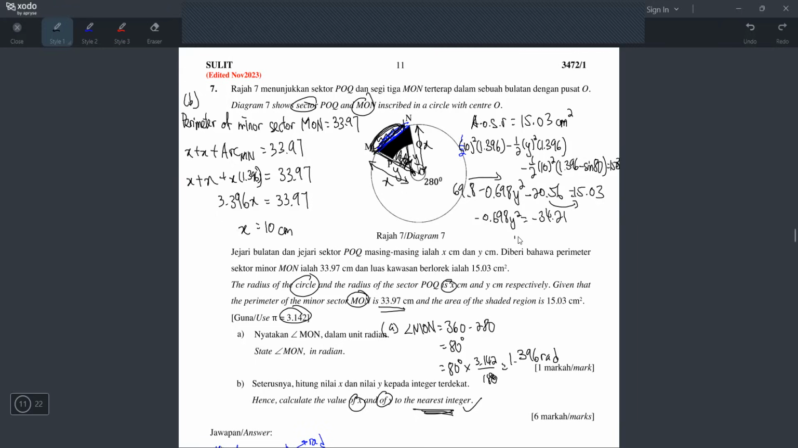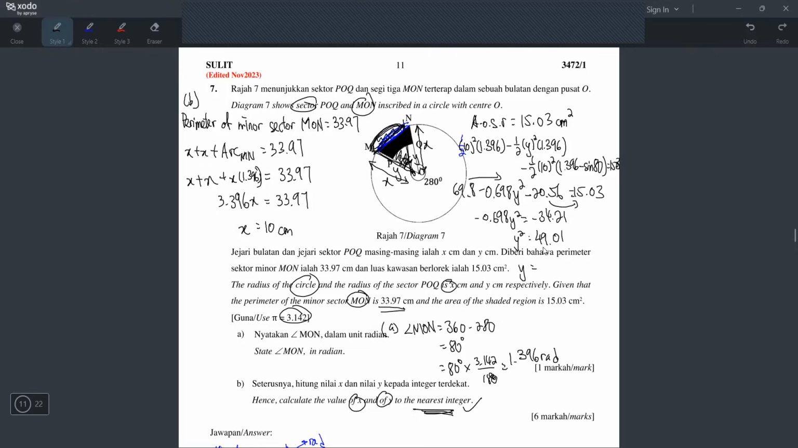And then now I can find my y square, which is negative 34.21 divide negative 0.698. Negative divide negative is positive, and then 34.21 divide 0.698, I get 49.01. So y square equals to 49.01. Just write 4 significant figures.